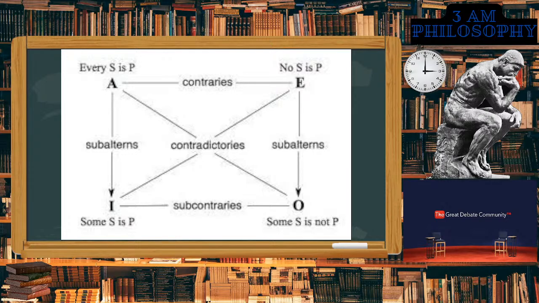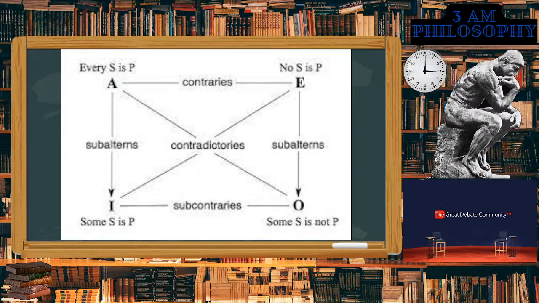You can work this through any reasonable way you want. Let's say I pick one. Let's say I want to say O is false. Some S is not P. What does that imply? Let's work through it. The contrary, A, has to always be the opposite. So if O is false, A has to be true. If A is false, then A has to be true.